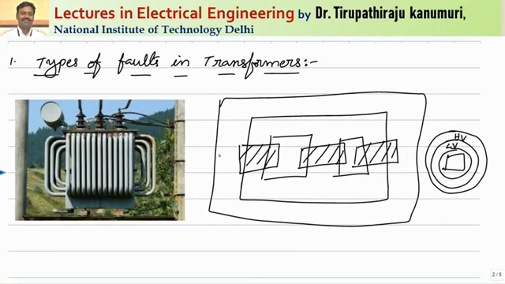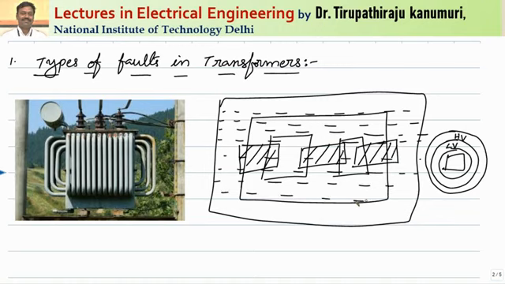This is completely filled with oil. So inside, the oil will be there, and the oil has insulating properties. The oil serves two purposes. One is providing cooling, that means to dissipate the heat that is produced in the transformer. That heat can be produced due to copper losses or iron losses. And the second purpose of this oil is to provide insulation. That's why insulating oil is used.